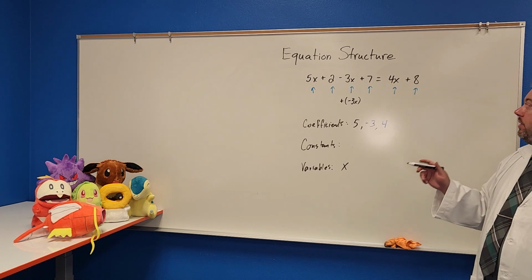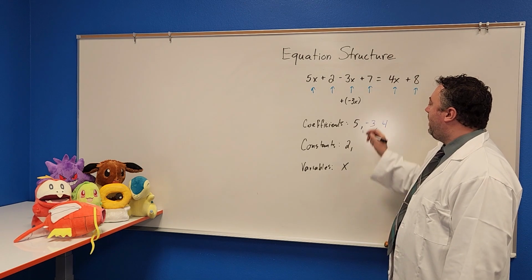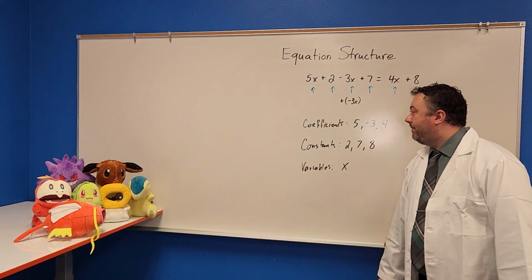Constants, as we go through, we look at the other terms. Here we have a 2. Here we have plus 7, so it's a 7. Here we have plus 8, so it's an 8.